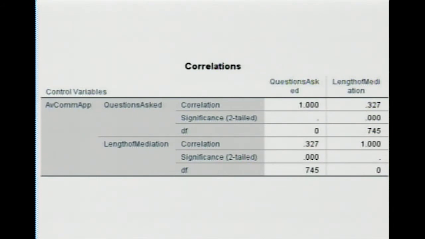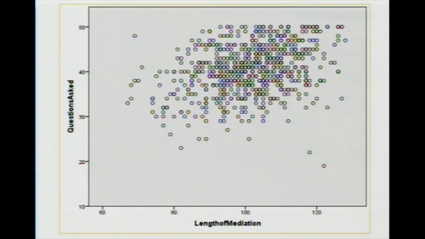All right. So as we go forward, one of the things we talked about earlier is that some researchers like to display correlation data by looking at scatter plots. And so I want to just circle forward a little bit on this next slide and have us look at a scatter plot and notice that this is the positive correlation we just looked at. So we have questions asked here, and then we have the length of mediation here.